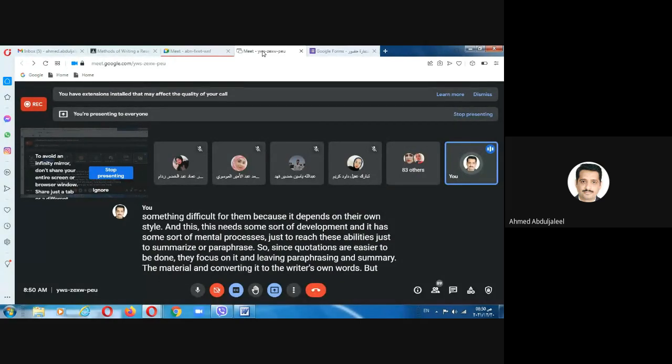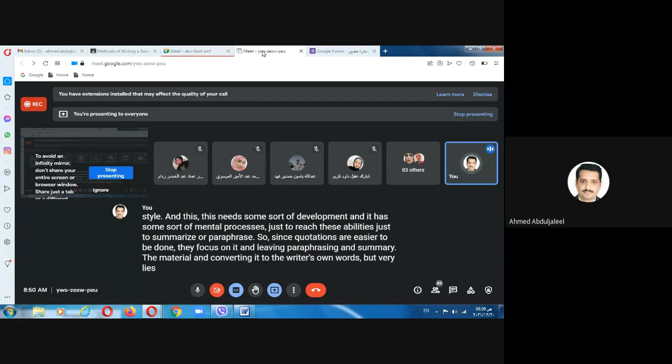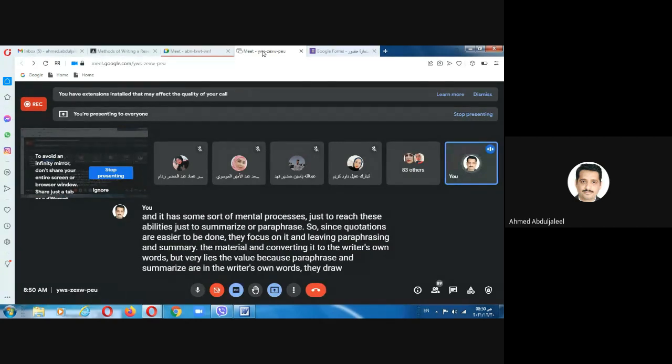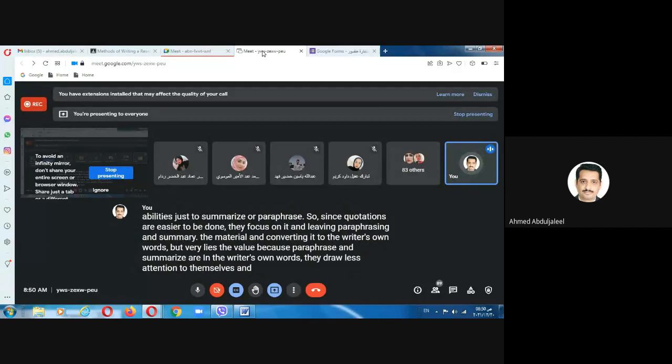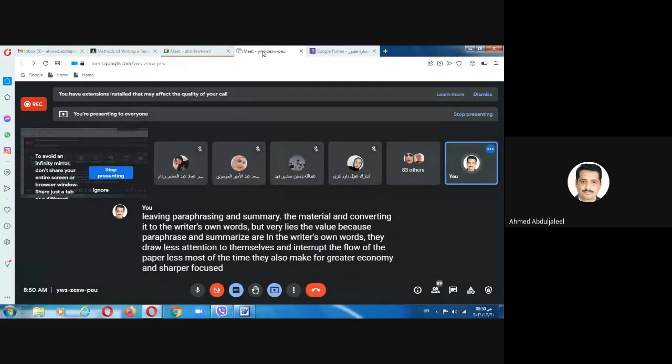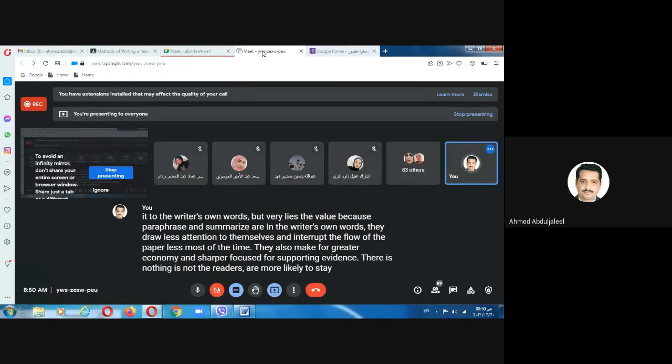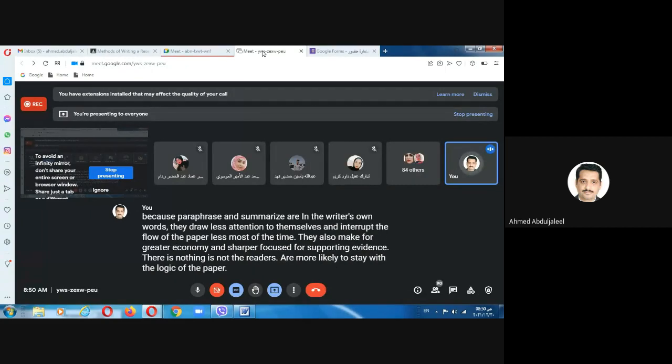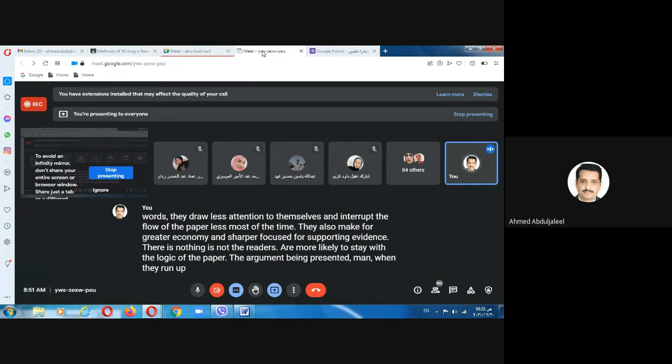But therein lies the value, because paraphrases and summaries are the writer's own words, they draw less attention to themselves and interrupt the flow of the paper less. Most of the time, they also make for greater economy and sharper focus for supporting evidence. The result is that readers are more likely to stay with the logic of the paper, the argument being presented, than when they run up against quotation after quotation.